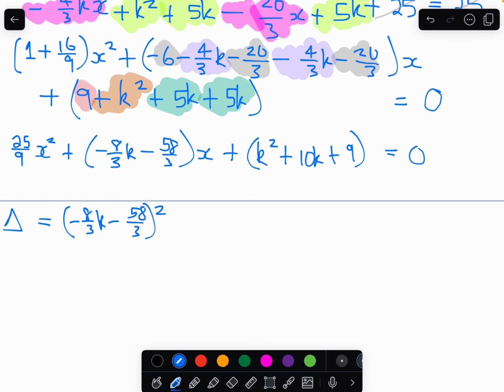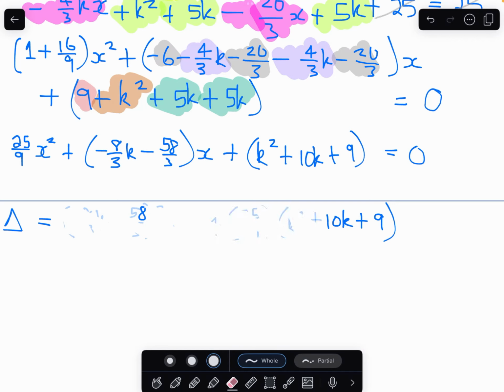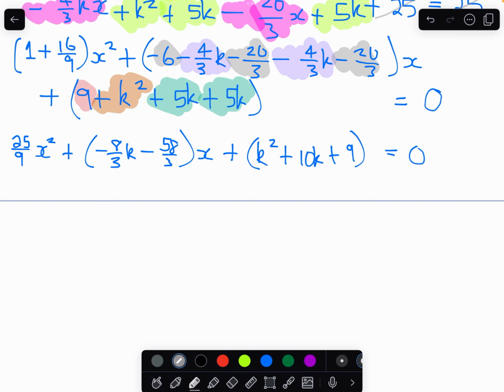Minus 4ac. I'm just thinking I could possibly have avoided fractions by multiplying through here with a 9. I don't think it's too late for me to change my mind. I'm going to go right ahead and change my mind. So it's times through by 9.